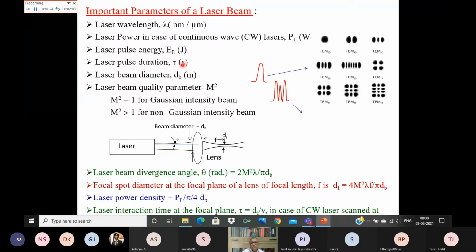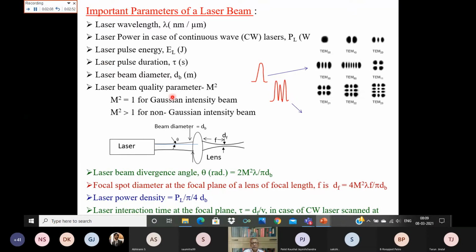As you know, today lasers are available which can give pulses of duration ranging from millisecond to microsecond, nanosecond, and pico and sub picosecond. Picosecond is 10 to the power minus 12, and sub picosecond means smaller than 10 to the power minus 12 second, of the order of 10 to the power minus 13 second or so. So you have a lot of versatility. In case of pulse laser, you can get pulse duration in a very wide range, several orders of magnitude. Then you have the laser beam diameter.